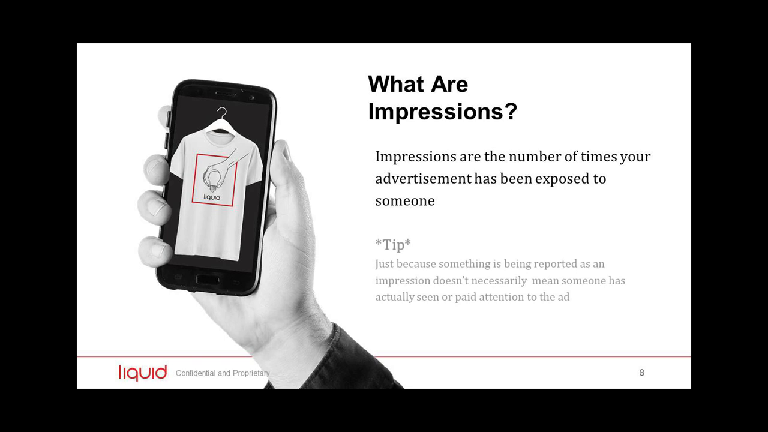One thing to keep in mind, though, is just because someone is being reported of having an impression doesn't necessarily always mean that they paid attention to your ad. They could have been distracted, or they could have just scrolled right past it.